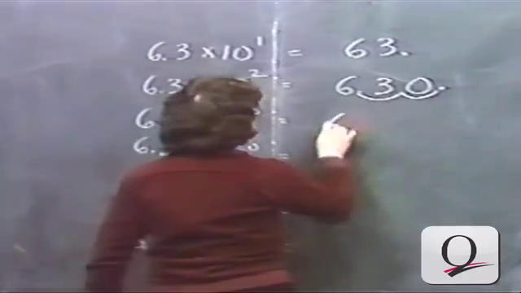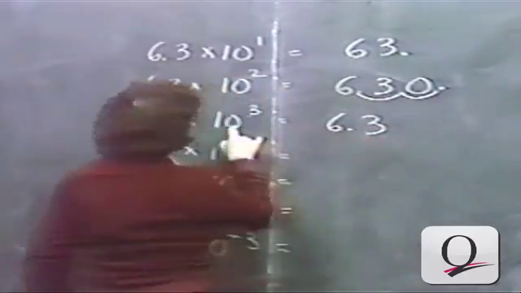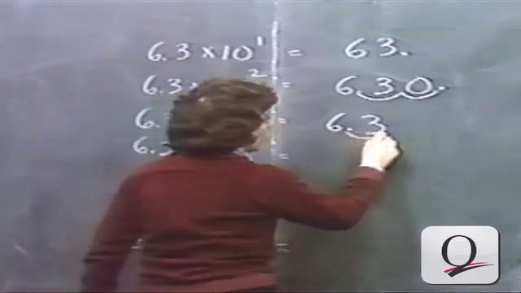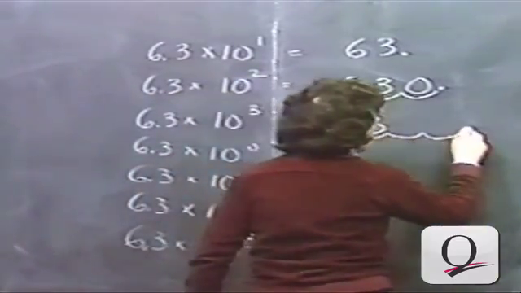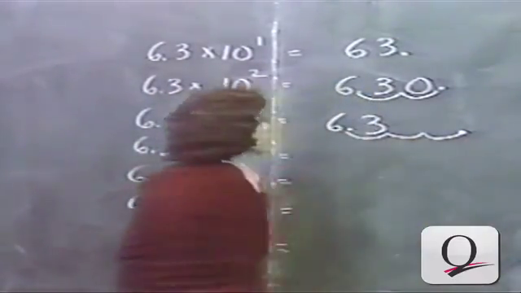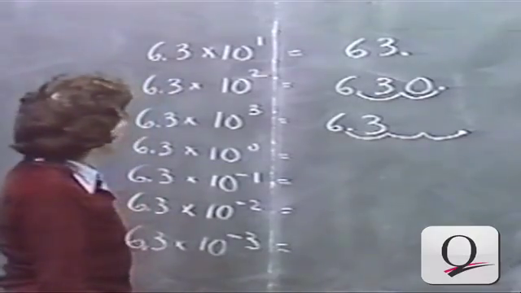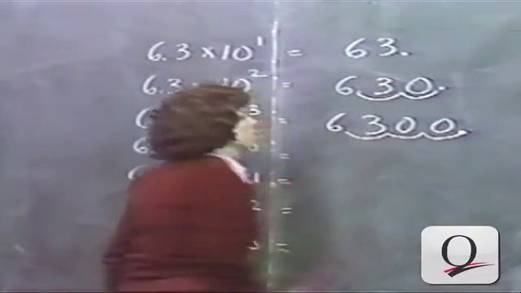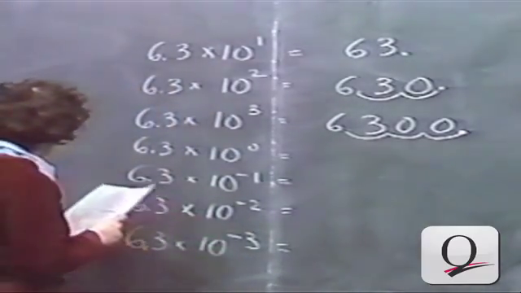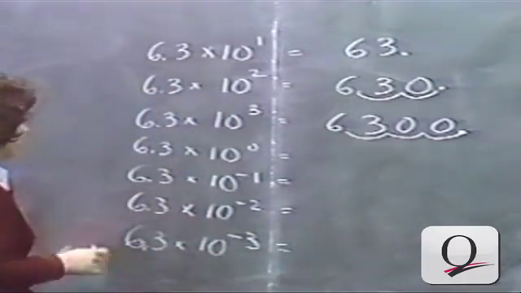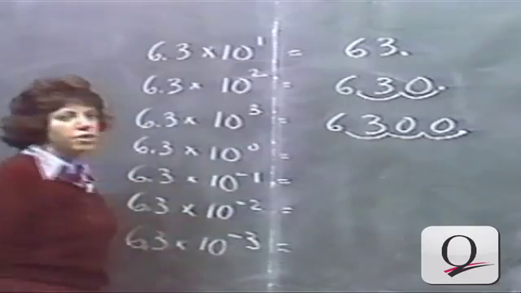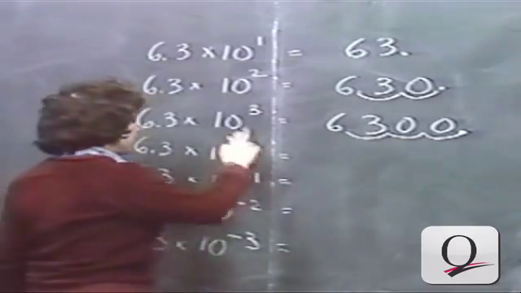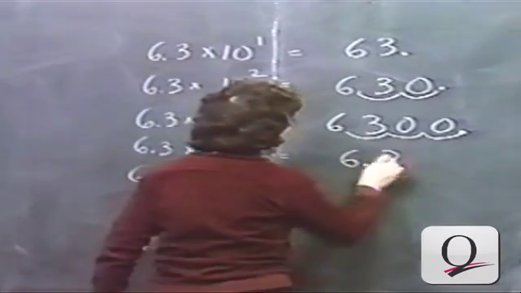Okay, if you start with 6.3 and you multiply by 10 cubed, you move the decimal 1, 2, 3 places to the right. So 6.3 times 10 cubed becomes 6,300. Okay, now 6.3 times 10 to the 0. 10 to the 0 is just 1. That leaves you with 6.3.